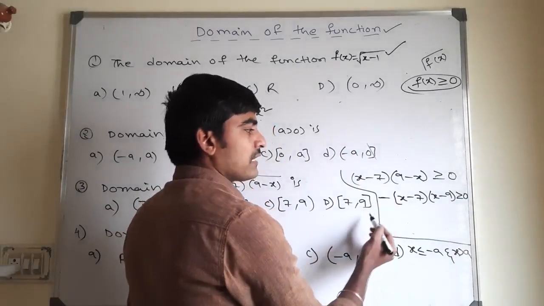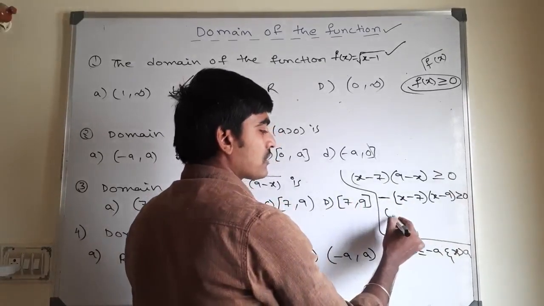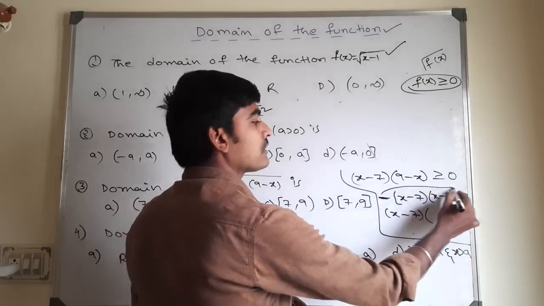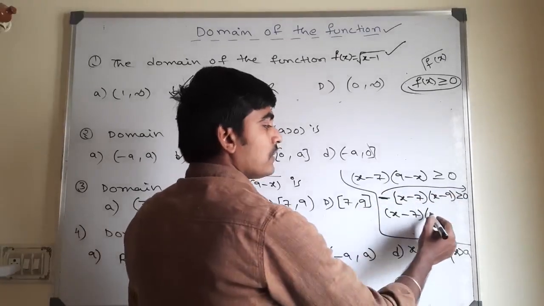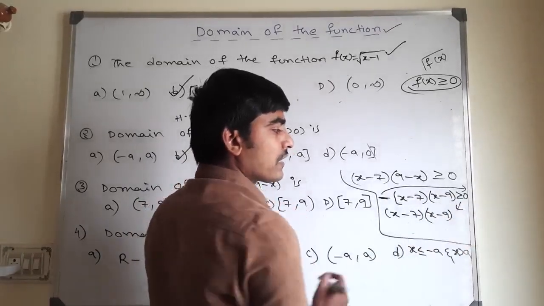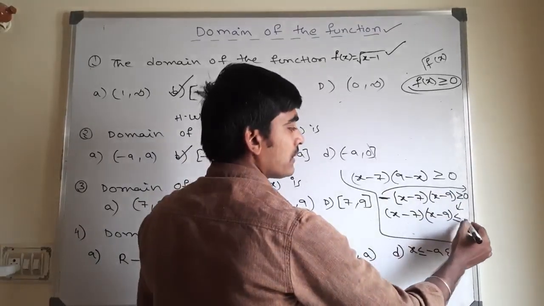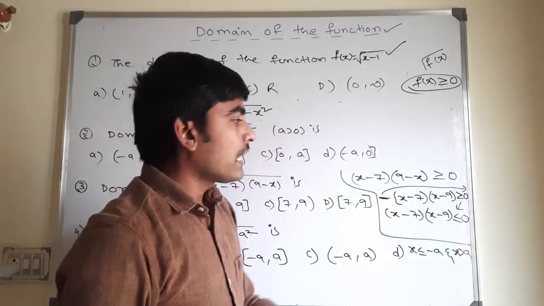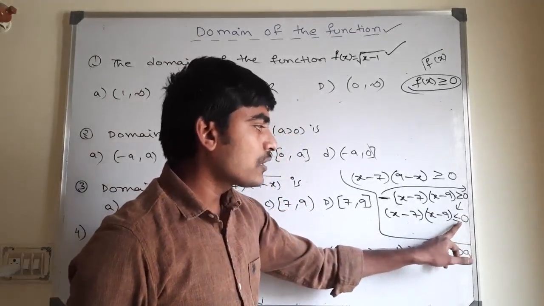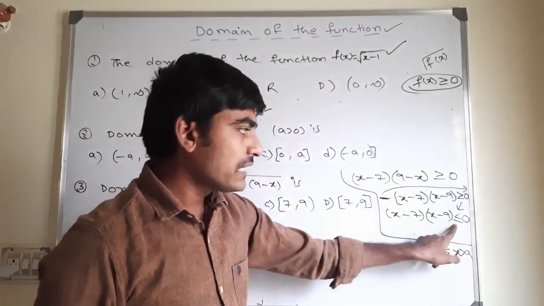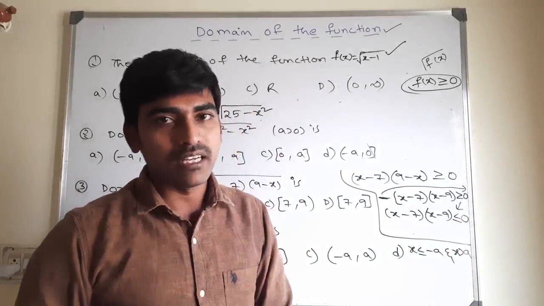If we apply the negative sign on both sides, in a simple manner, this negative sign will go to the other side. When you send the negative sign, the symbol should change. Here greater than or equal to is there, so it becomes less than or equal to 0. So when I have less than or equal to, I get only one interval. If I had greater than, I would get two intervals.